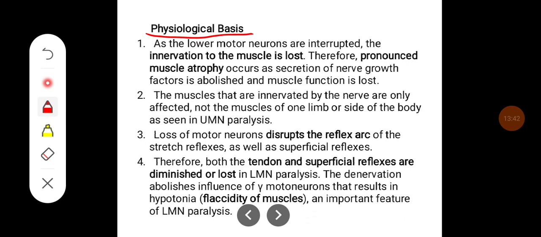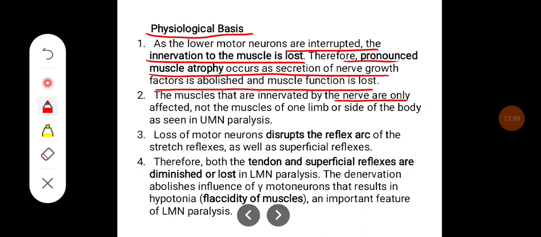Physiological basis for these symptoms: as the lower motor neurons are interrupted, the innervation to the muscle is lost, therefore pronounced muscle atrophy occurs as secretion of nerve growth factors is abolished and muscle function is lost. The muscles that are innervated by the nerve are only affected and not the muscles of one limb or side of the body as seen in upper motor neuron paralysis.